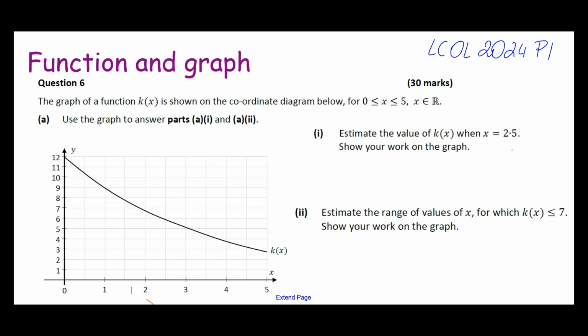There are more and more questions in your Leaving Cert that have to do with understanding the graph of a function. So let's have a look. The graph of function k is shown on the coordinate diagram below, and we can see that we have a graph for values of x between 0 and 5. Use the graph to answer parts A1 and A2.